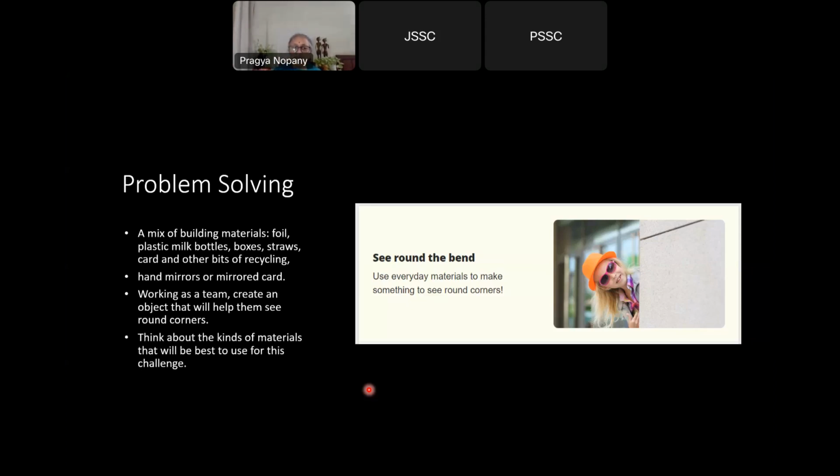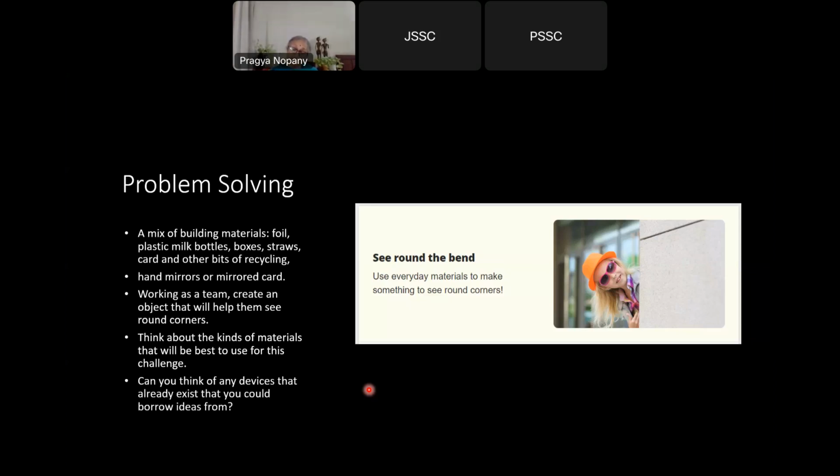Okay. Think about the kinds of materials that will be best to use for this challenge. And can you think of any devices that already exist that you could borrow ideas from? Right? So this will set them thinking. And then when they make the periscope, right? Normally they think that a periscope is for seeing out of water, but it's not necessary. You can invert it, you can tilt it, and you can see around the corners as well.